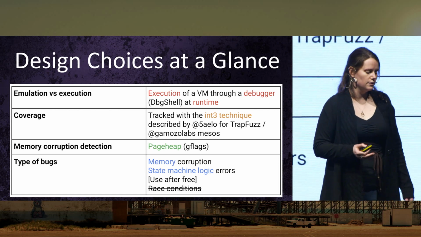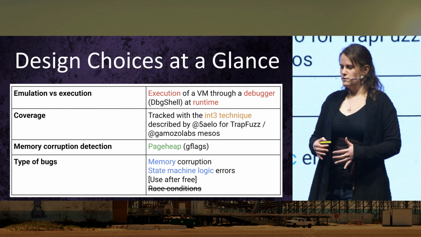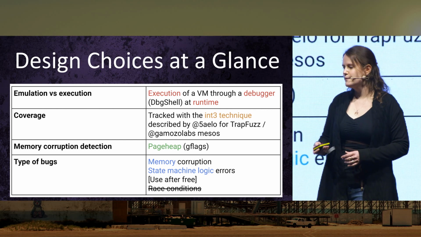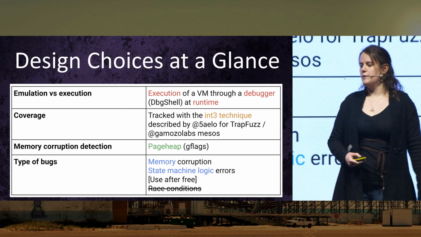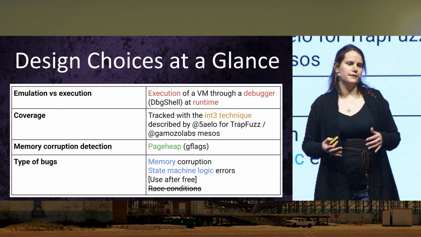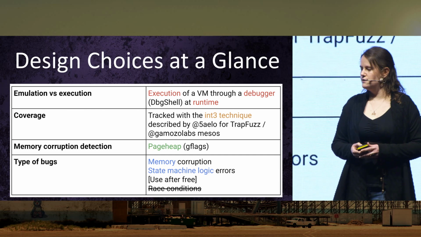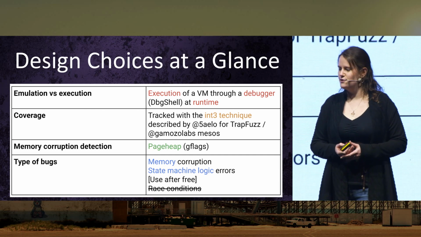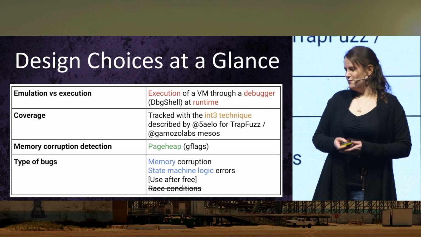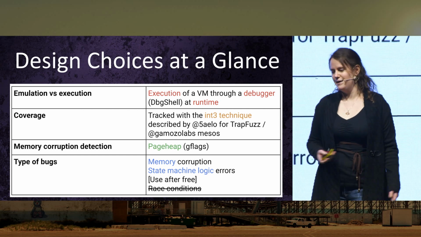So I decided to run a real VM and to run it inside the debugger, which is called debug shell, which is a wrapper around Windows debugging engine. So real runtime. For the coverage, I use a technique. I'm going to give more details about that later. The int3 technique described by Samuel Gross for TrapFuzz and Brandon Falk for Mesos. For the memory corruption detection, I used page heap. It was already there, handy.